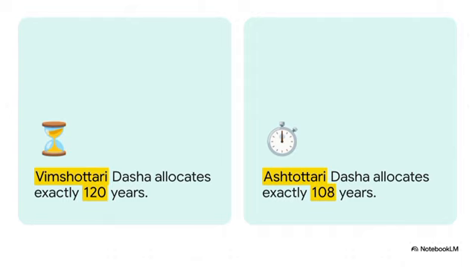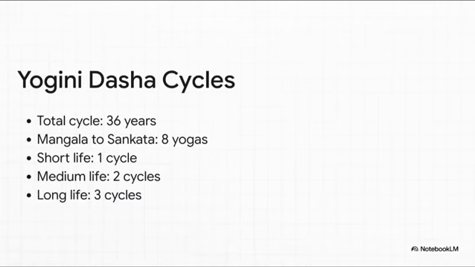The texts point out that the Vimshottari system, that 120-year cycle, is considered the primary ideal lifespan calculation for the current age we live in, which is known as Kali Yuga. But here's the thing, they didn't just stop at one rigid timeline. The math actually scales. Take the Yogini dasha, for example.